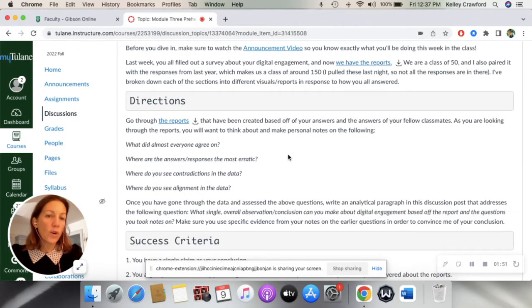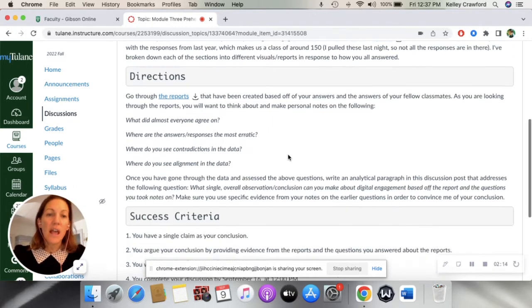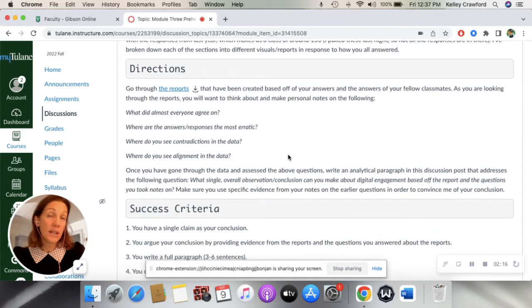I have some questions for you. What did almost everyone agree on, right? Look for across the board. What was everyone like, slam dunk, yes? Where are the responses the most erratic, as in they're all over the place? Where do you see contradictions in the data? Data is not perfect, right? Data are not perfect in the fact that there are always going to be variables, things we didn't control for. Where do you see some contradictions? And then where do you see alignment in the data?